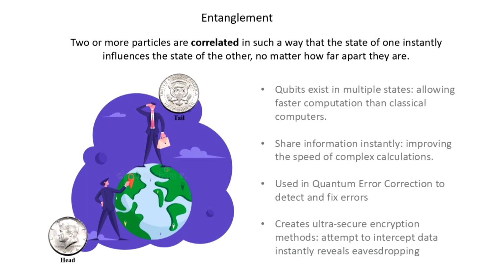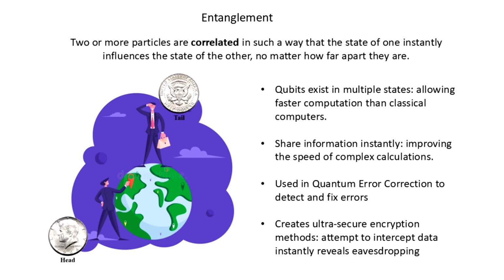And how entanglement helps is that these qubits exist in multiple states, so it allows us to perform computation in a faster way than classical computers. And since the information is being shared instantly, it increases the speed of complex calculations. Entanglement is also used for error correction in quantum computers. It also helps us to create ultra-secure communication. If somebody is trying to breach or break into your data, it breaks the entanglement, and then you know that somebody is trying to breach your data and you can work on it.